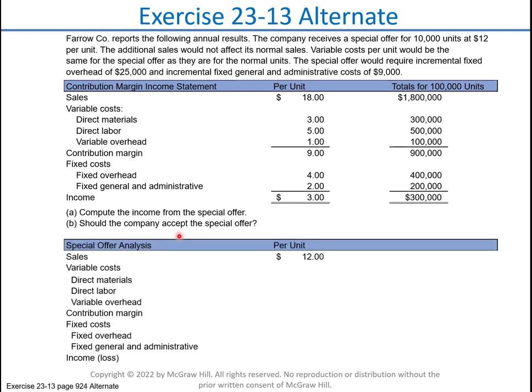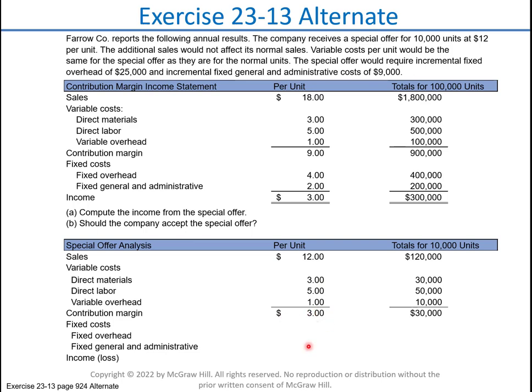I want to do an analysis here. So the revenue would be $12. This is a total for 10,000 units. 12 times 10,000 is 120. We list our variable cost, 3, 5, and 1. So right here we can see they're going to make a contribution margin of $3 because they're selling them for 12 and their cost is 9. So 12 minus 9 is 3. They will have a contribution margin.